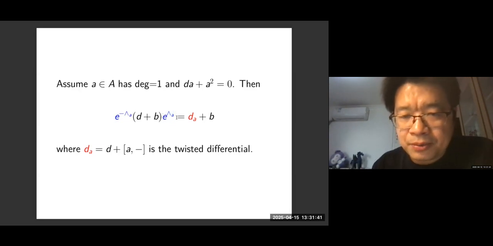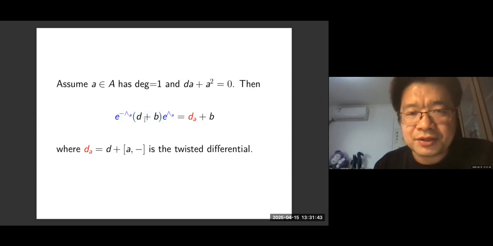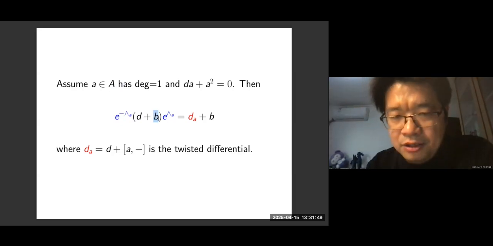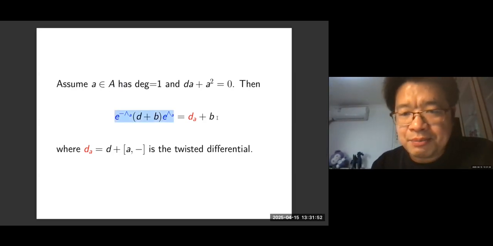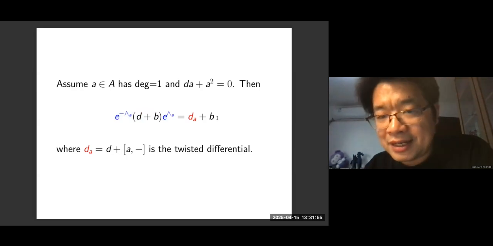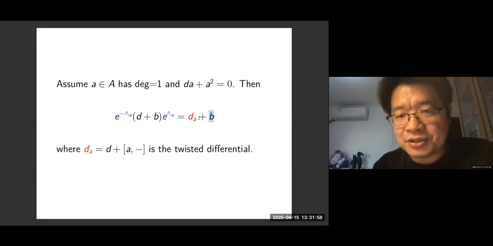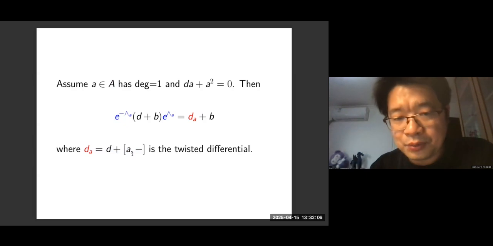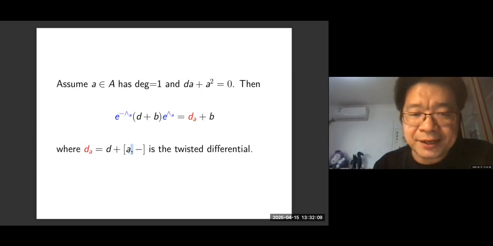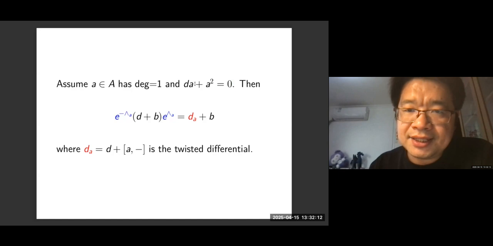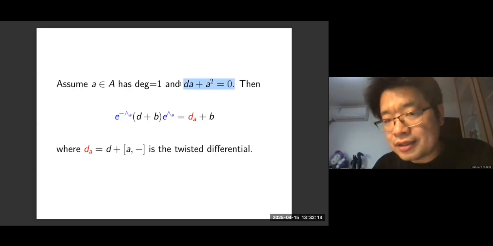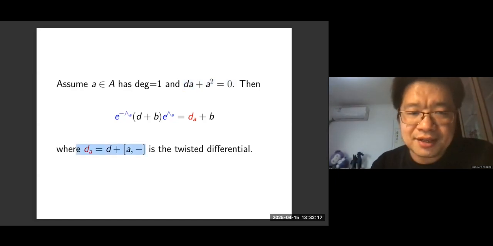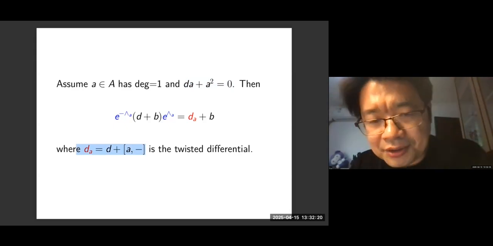You can show that if you look at the conjugation of this twisting operation with the original differential, where D is the differential from the algebra and B is the Hochschild differential, after conjugation it becomes again the Hochschild bicomplex, where B is still the Hochschild differential, but now the differential of the algebra becomes the twisted differential: the original D plus the commutator with respect to this new A. Because A is basically a flat connection, this twisted differential dA is still a differential, still squaring to zero.